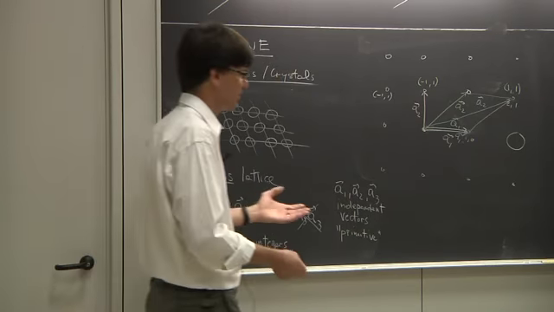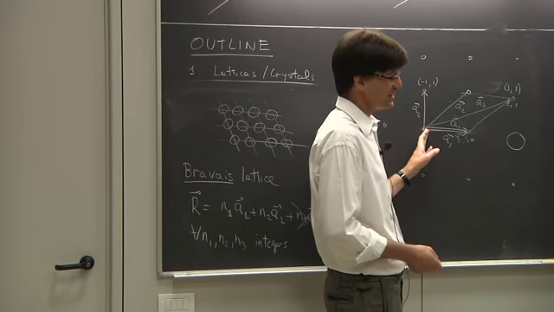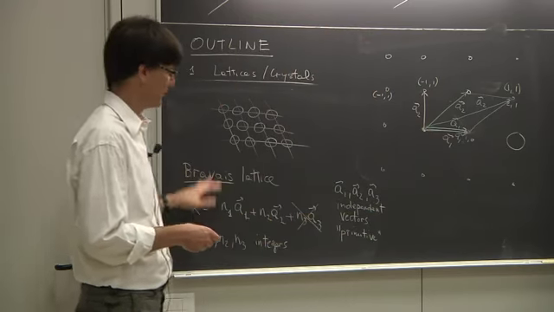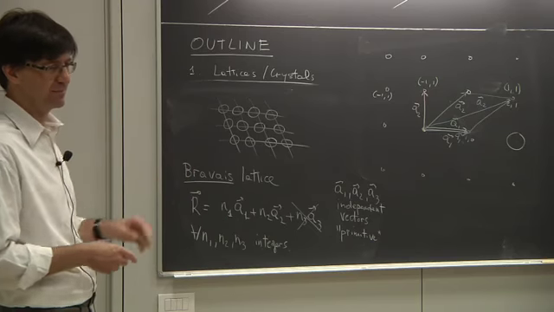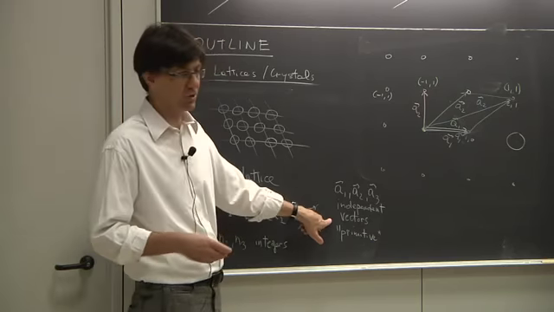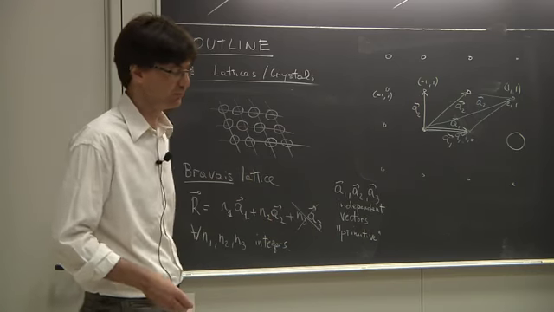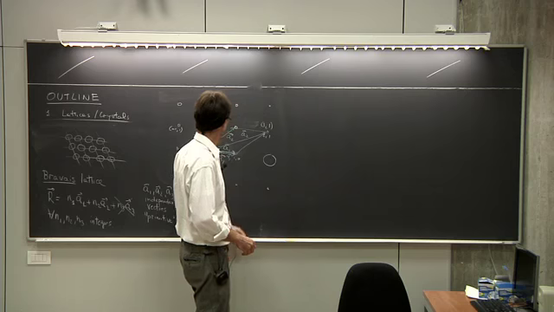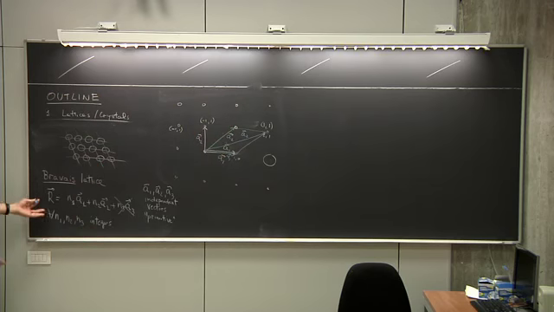It depends where you place your origin. Allow me only to place the origin at the position of a Bravais lattice point, because that makes my life much simpler. Otherwise, I would have to add a constant vector here, of course.